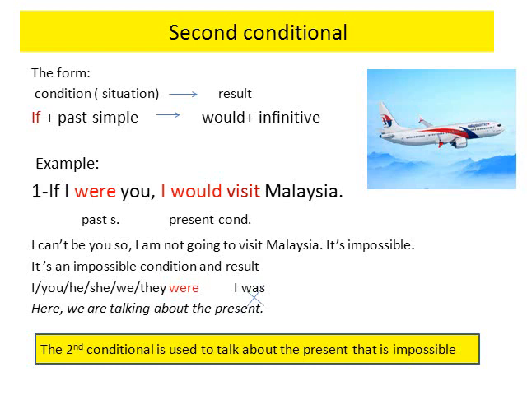In the conditional, we use were instead of was. If I were; we don't say I was, we say I were. If I were you. In the conditional, we use were with all the pronouns: I were, you were, he were, she were, we were, they were. Here we are talking about the present. The verb is in the past, were, but we are talking about the present. The second conditional is used to talk about the present that is impossible.